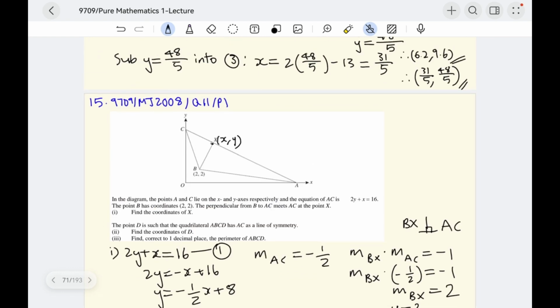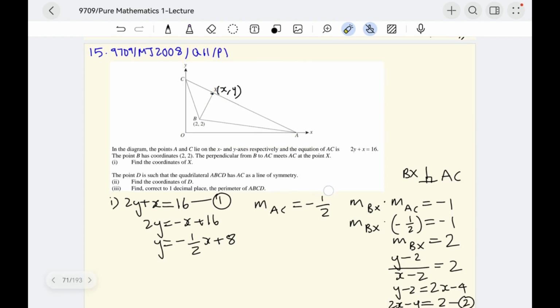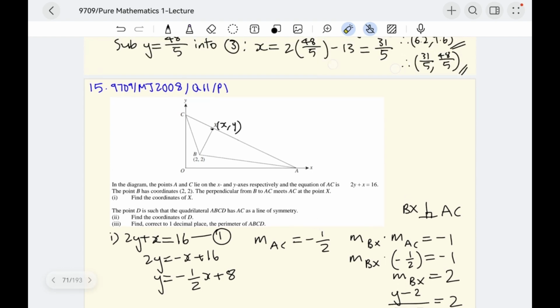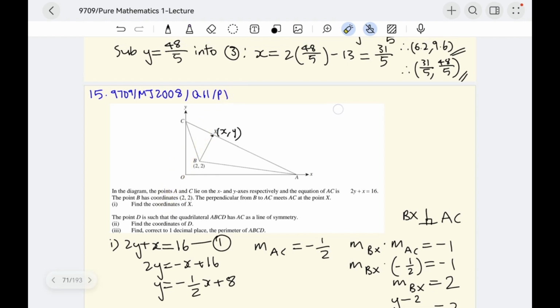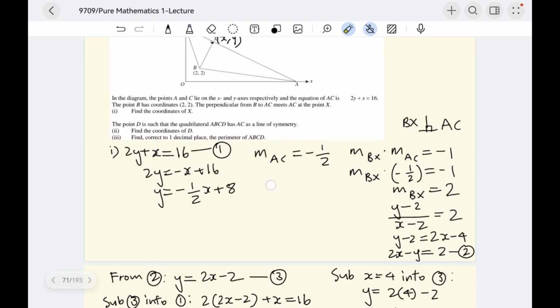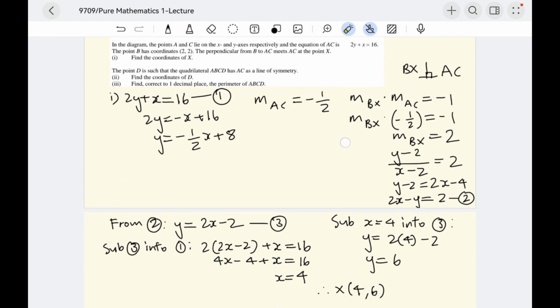I know you were confused about the coordinates of X. It actually means to find one of the coordinates of X in this certain diagram. So you don't have to worry about how many coordinates of X there are, because a linear graph only intersects another linear graph at one point, because their gradients are constants. So let's move on to the next part.